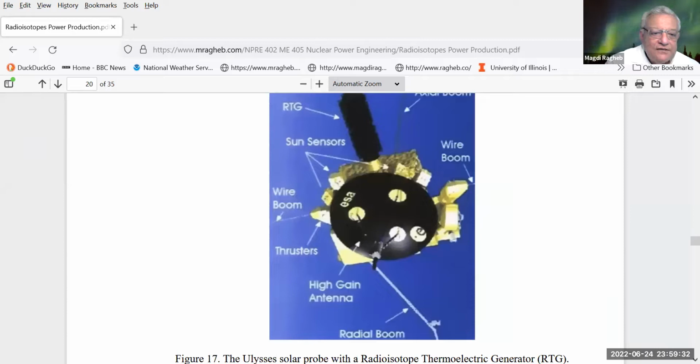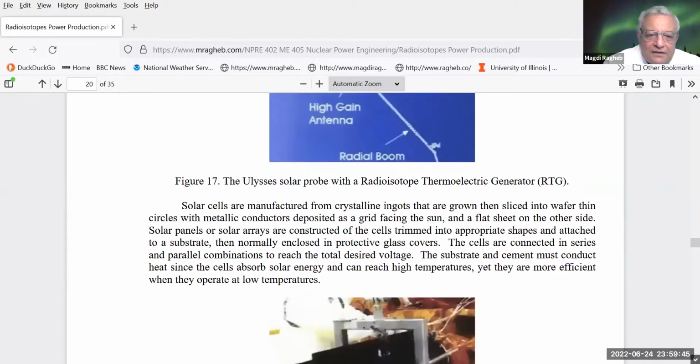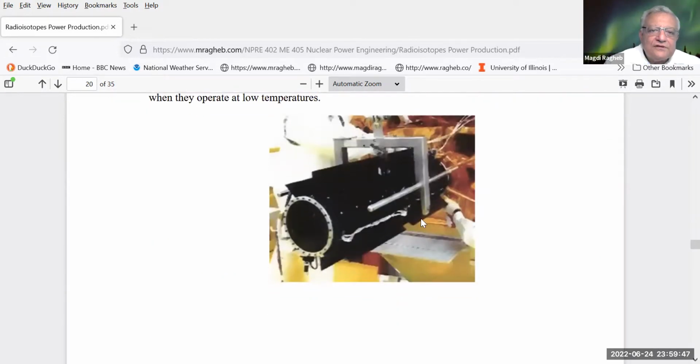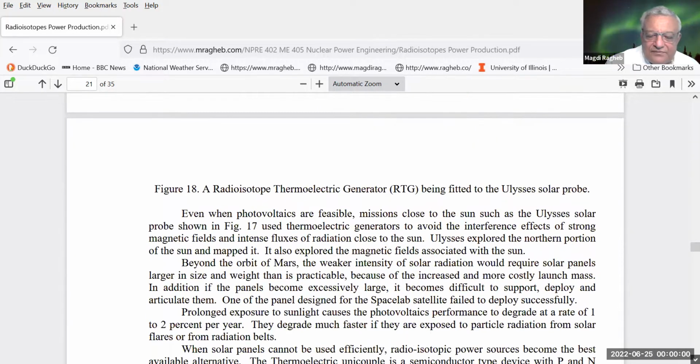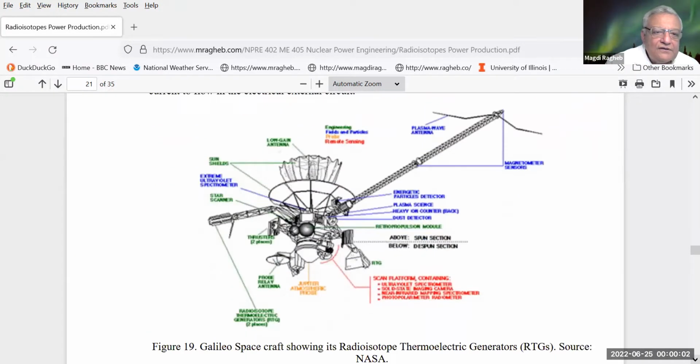So you could see here, this is the Ulysses solar probe, and it is using an RTG here. Do you see the RTG? Radioisotope thermoelectric generator. And here is another picture that gives you an idea about the size of the thermoelectric generator. Look at the hand of an engineer who is basically putting it together. As I suggested, these have been used extensively in space probes.